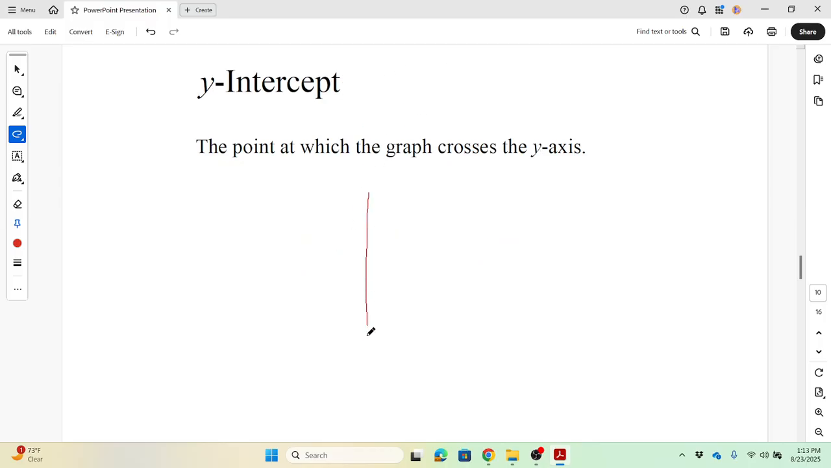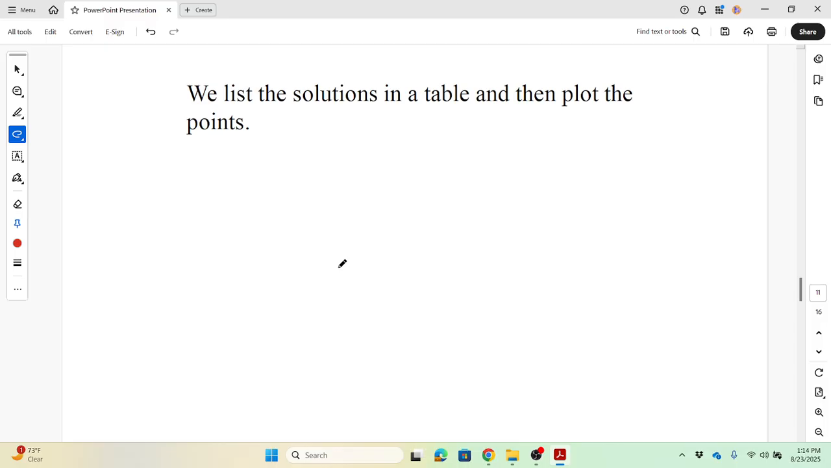Similarly, for the y-intercept, instead of the x-axis, we focus on the y-axis. So wherever the graph crosses or touches the y-axis, that's the y-intercept. Keep in mind, on the y-axis, the value of x is 0. So you only need to find the value of y. So that's the y-intercept.